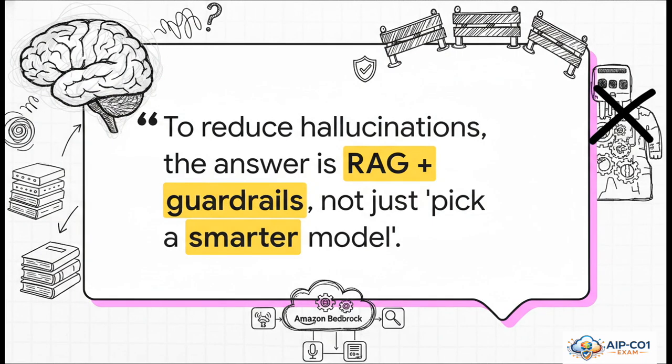And that brings us to this really crucial insight. When your model starts making things up, what we call hallucinating, your first instinct is probably to just swap it out for a bigger, smarter model. But that's not the real fix. The true architectural solution is to ground your model in facts using RAG, and then put safety nets, what we call guardrails, around its output.